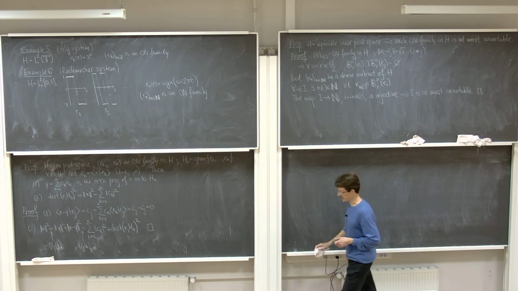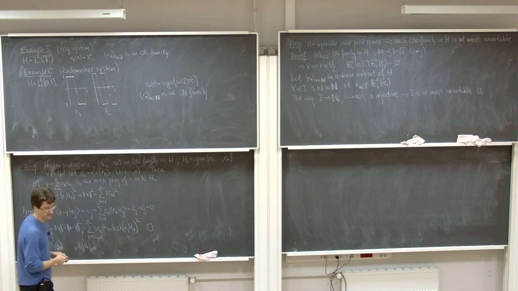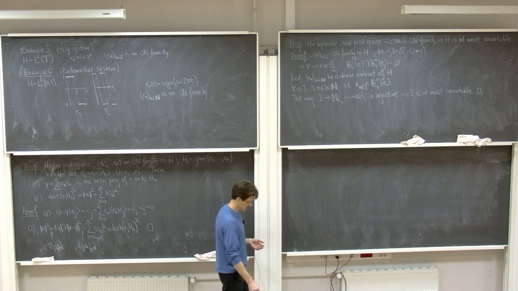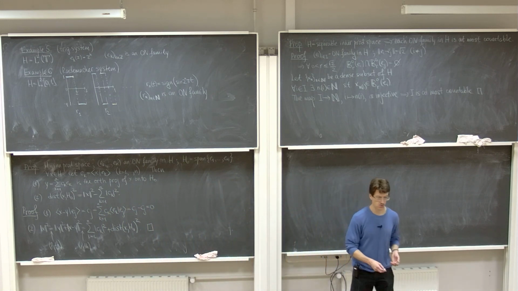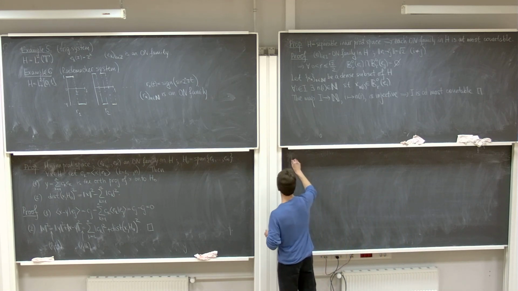The numbers Ck, which appear in this proposition, have a special name. They are called the Fourier coefficients of x with respect to our orthonormal family. And of course, this definition makes sense for all orthonormal families, not necessarily finite. So we give the following definition.